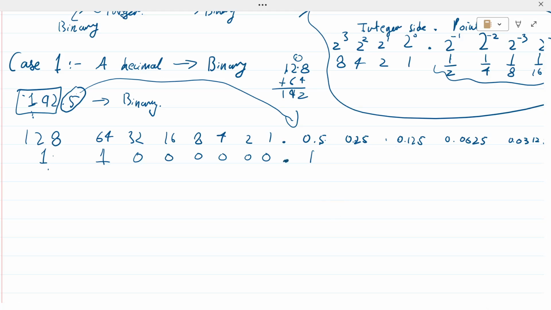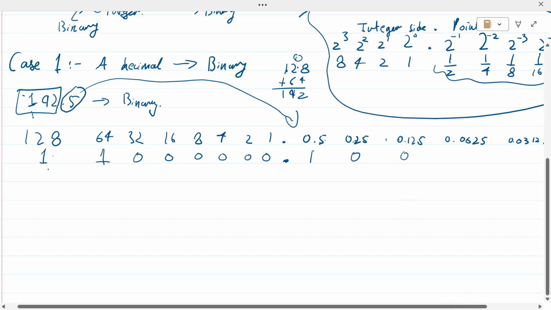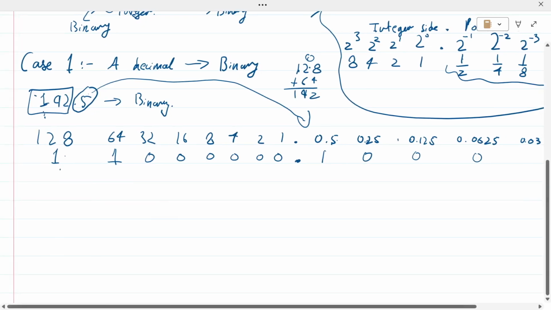And yep, the dot is going to be here. The decimal point is going to be here. The rest of them are obviously going to be 0. This was our first step. That was step number 1. So we are done with the first step.